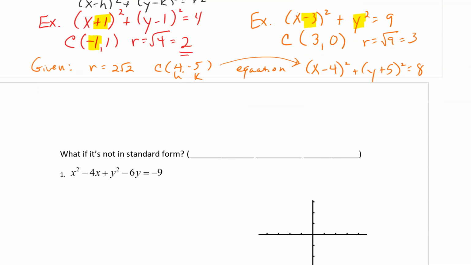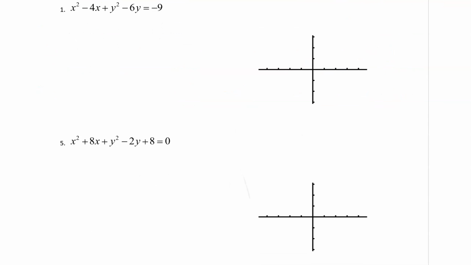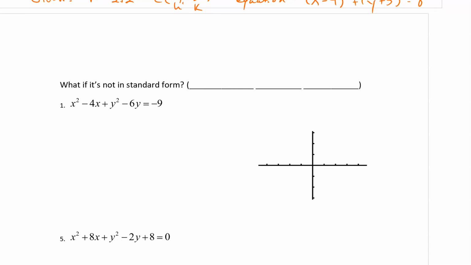But now I want you guys to look at the next 3 problems. Do you notice they're not in standard form of a circle? So what do we do in that process? We use our skills of completing the square. So we have to complete the square. We're not going to solve all the way. We're going to use the skills of completing the square in order to do this.